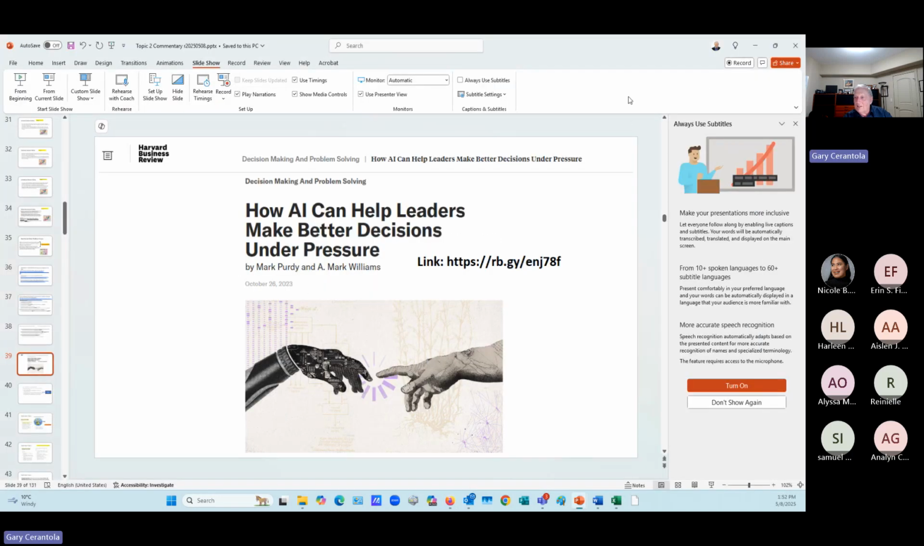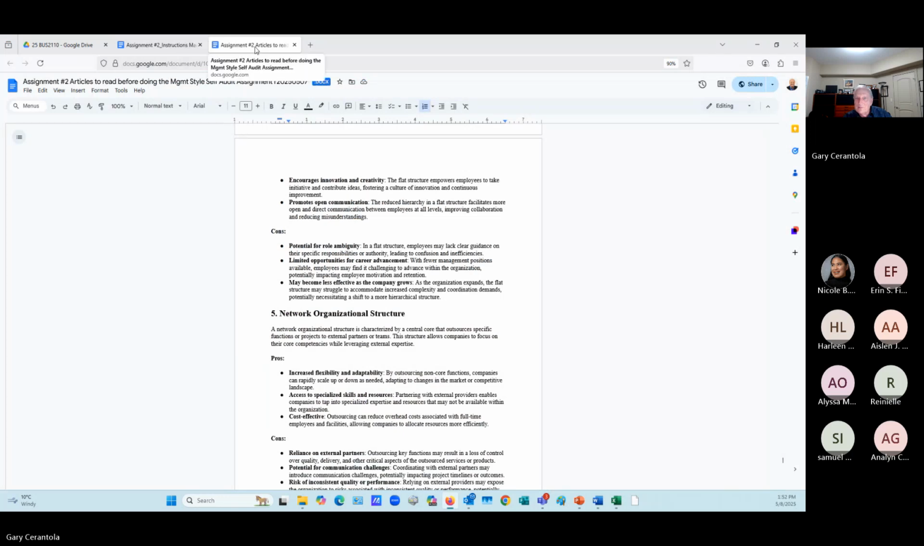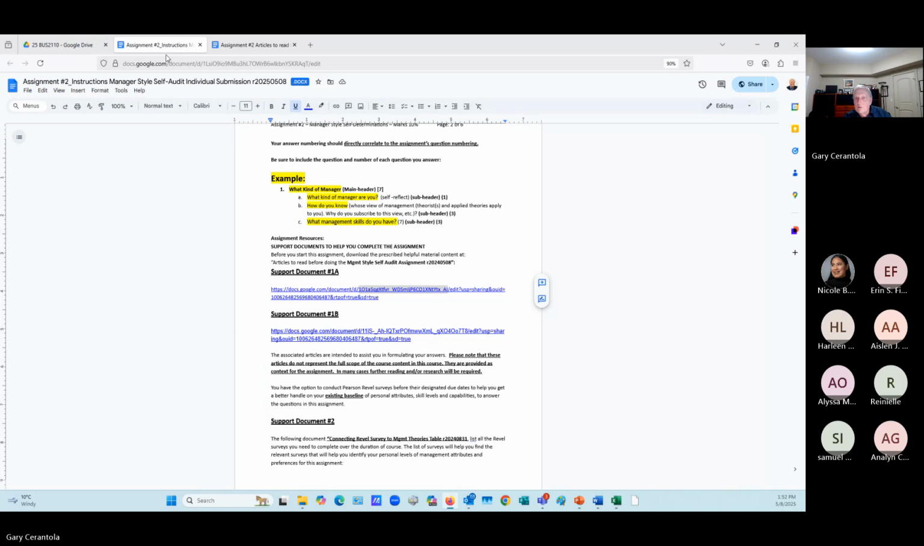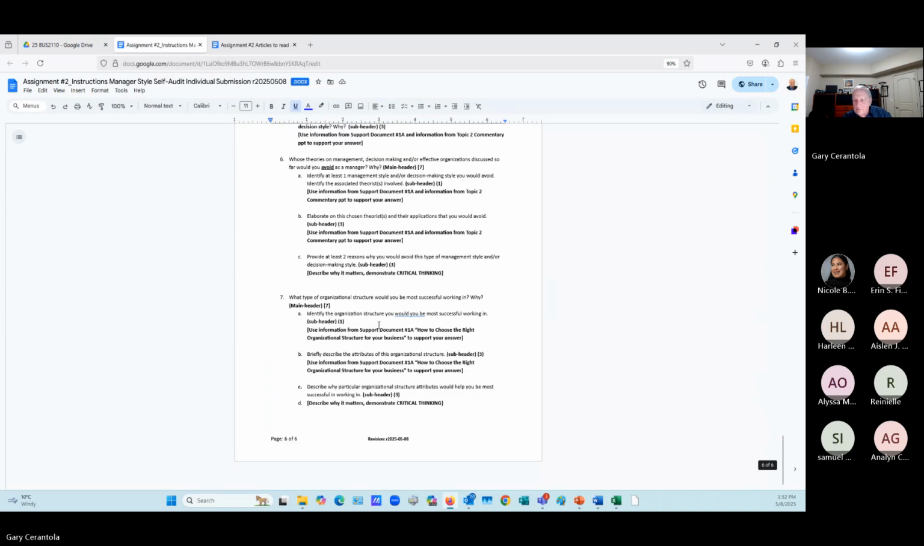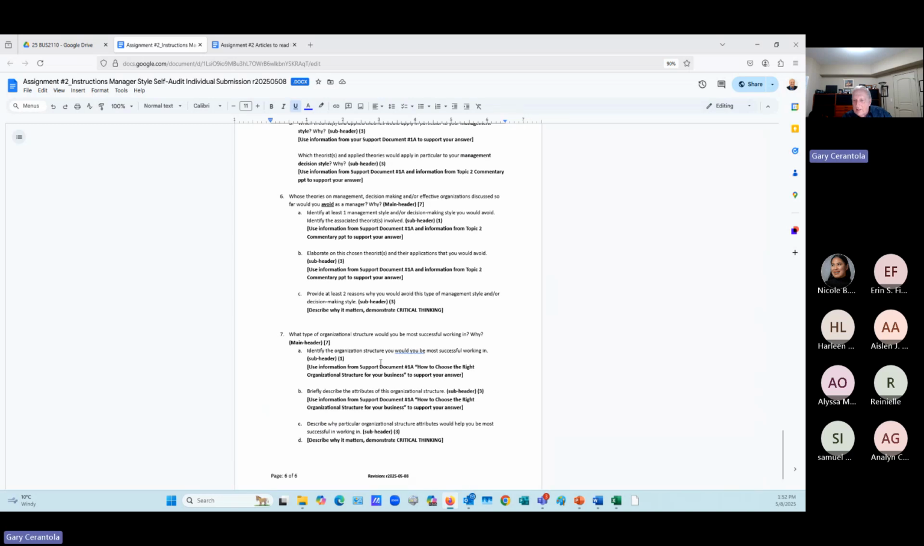Okay, and then let's just go to, what was that question again? Okay, so identify the organization structure you would be most successful working in. All right, so that's based on what you do. And then briefly describe the attributes of this organization. It's still there in that piece. And then describe why that particular organization structure's attributes would best help you be most successful.